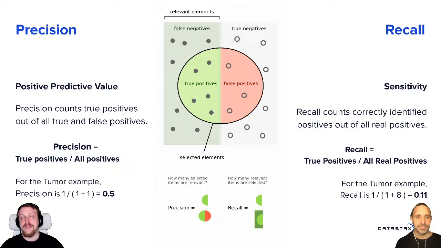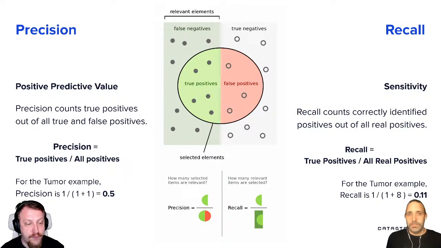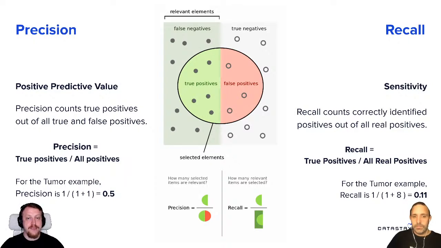There are some more metrics we can discuss, and the main ones are precision and recall. Precision, also known as positive predictive value, counts true positives out of all true and false positives. So that's the ability of a model to make positive decisions. Precision is the amount of true positives divided by all positives. And for our tumor example, our precision is 1 divided by 1 plus 1, so it's 0.5.